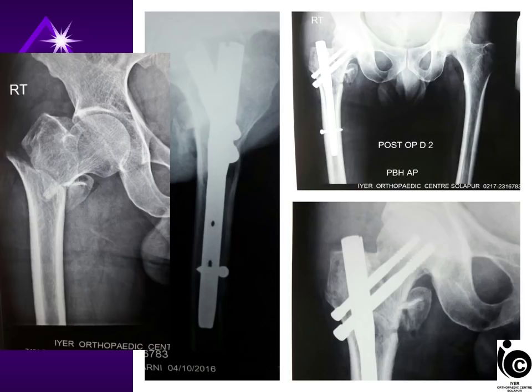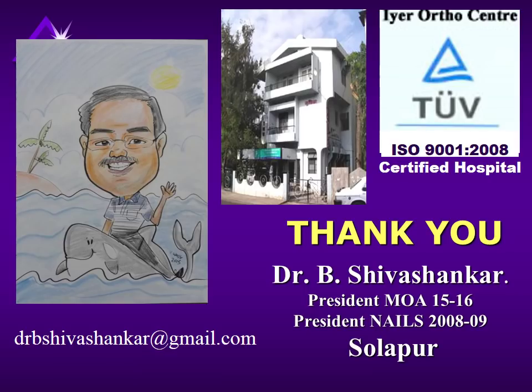This is the immediate post-operative X-ray in the same patient. Such a beautiful reduction and such a beautiful placement of the neck screws. I make this patient walk immediately without any problem with the help of a walker. Thank you very much. I hope these are some of the things I thought are very useful in the initial stages, or initial time, when we are doing the PFN.